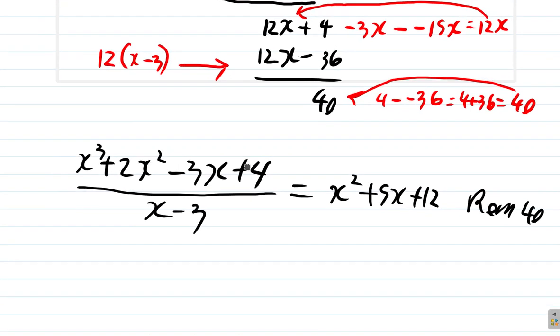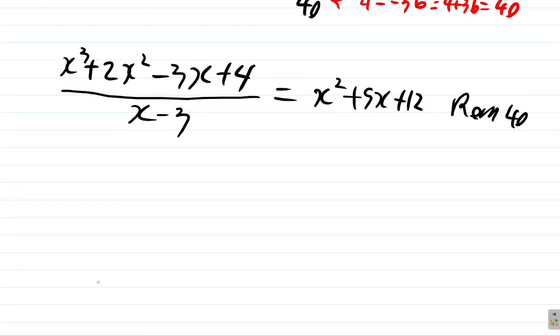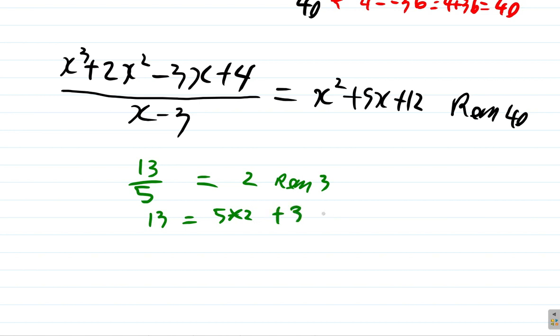Now let us test this thing. This is saying the same thing as if, for example, you had 13 divided by 5 is equal to 2, remainder 3. If you multiply both sides by 5, you would have 13 is equal to 5 times 2, and then plus the remainder 3, which is 10 plus 3, which is 13.